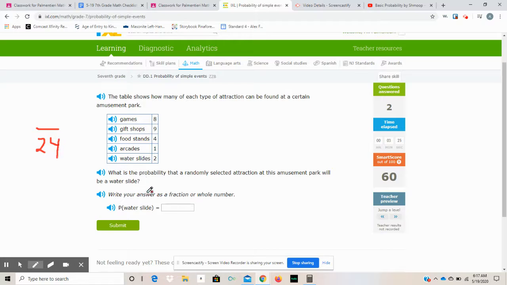Then they want to know, what is the probability that a randomly selected attraction at this amusement park will be a water slide? Well, there's only 2 water slides. So if you randomly spun around and said, I'm going to go in this direction, you have a 2 out of 24 chance of pointing to a water slide. It's basically what that means. So there you go. And again, this one's not requiring you to simplify, so you can just put it in.